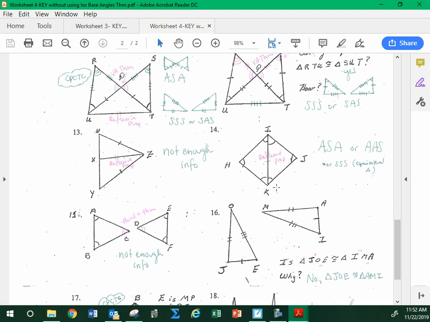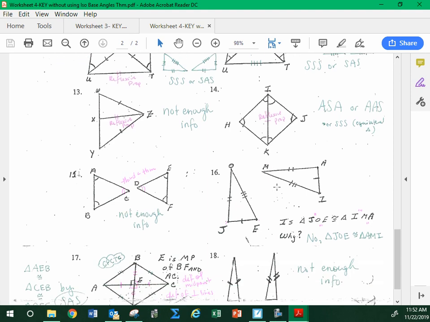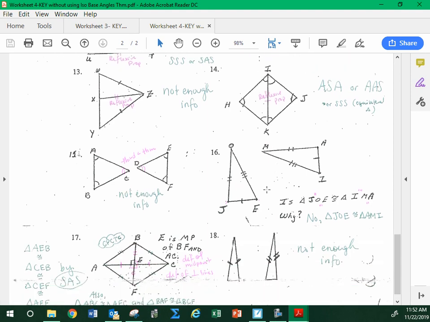And then these guys down here. Hopefully you caught for number 16 that what was wrong here was that the order of the letters was incorrect. So that statement here is incorrect. The correct statement was this.